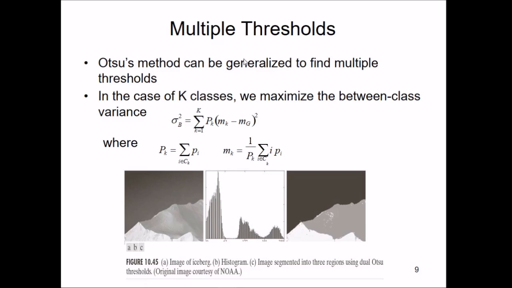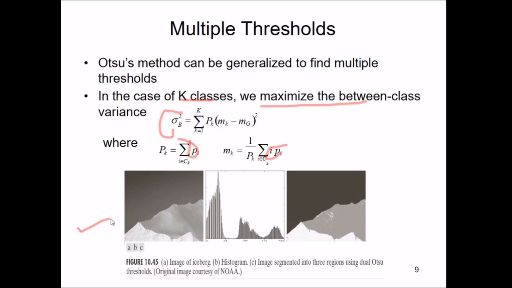Then we have multiple thresholds. What does it mean? Otsu's method can be generalized to find multiple thresholds also. So in the case of K classes, we maximize the between class variance. This is the between class variance, the sum of Pk times Mk minus Mg squared, with k from 1 to K, the number of classes. Pk is nothing but the summation of Pi, and Mk, as you know, is the summation of i Pi divided by Pk.